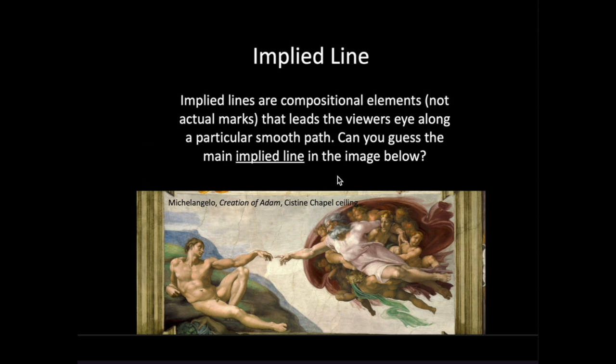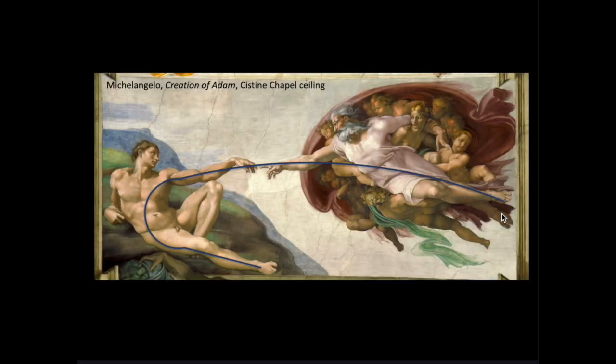Can you guess the main implied line here? What do you think the implied line is here? Go ahead and take a guess. If you guessed that, you're right. So we have this implied line going through God into Adam's hand and then down out the lake.